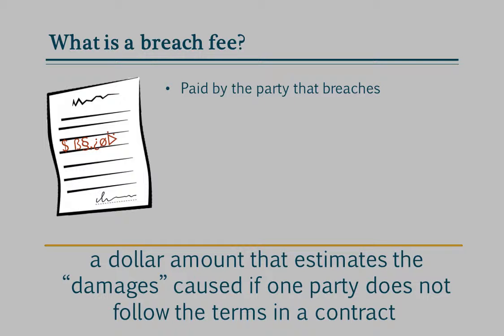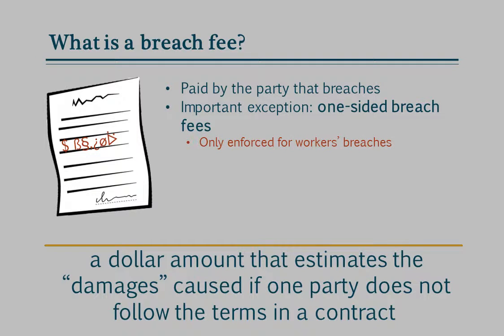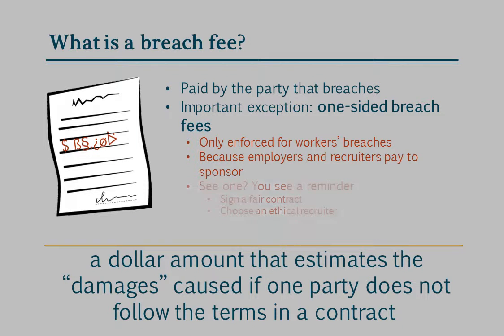However, contracts for internationally recruited professionals often include one-sided breach fees. This means that a worker who does not follow the terms will be responsible for paying, but if the recruiter or employer breaches, they do not have to pay. The one-sided responsibility reflects the fact that recruiters and employers often pay the cost of sponsoring a professional through the recruitment and immigration process. But a one-sided fee also highlights the importance of making sure you sign a fair contract and choose an ethical recruiter.